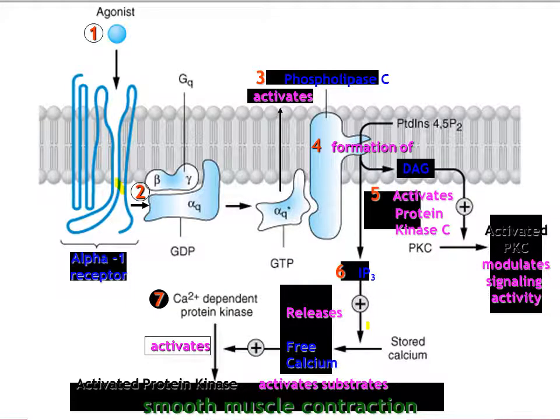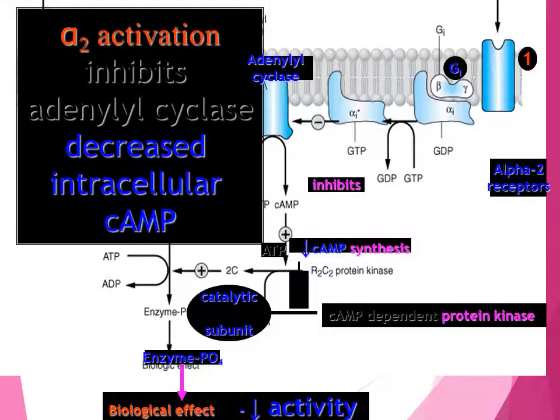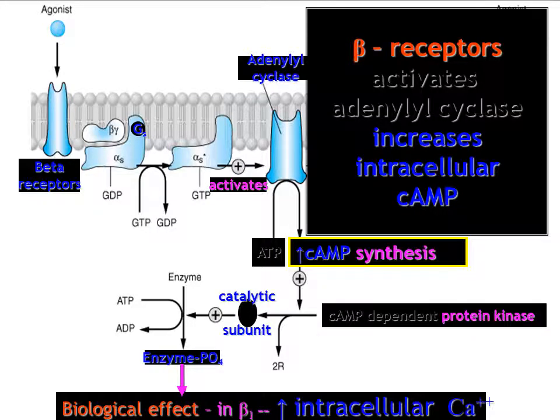Pharmacodynamics. This diagram shows how the agonists that are selective for alpha 1 receptor act. Activation of alpha 2 agonists, and agonists that are selective for the beta receptors.